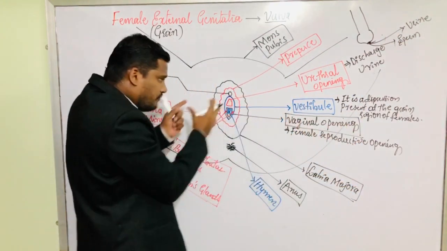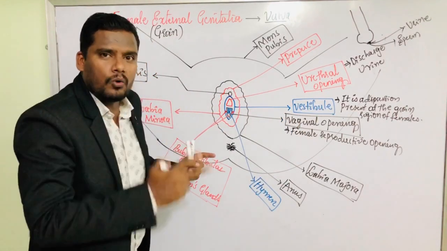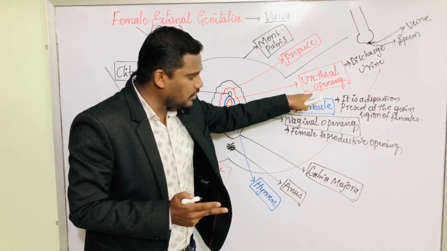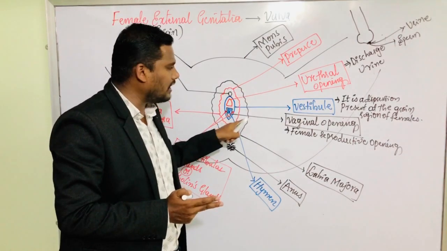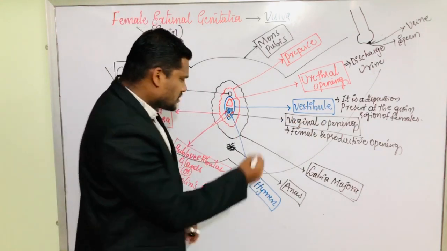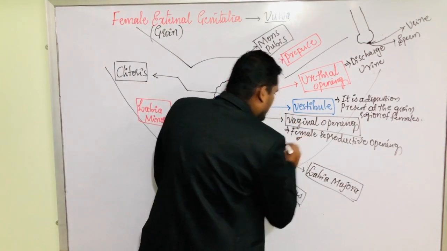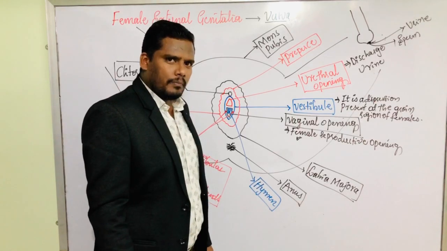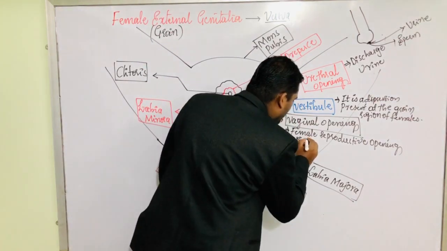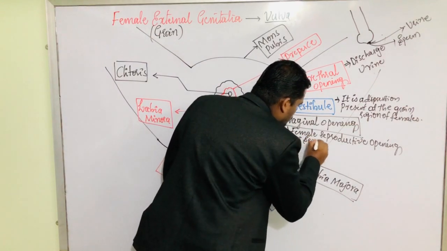But in case of females, we have two different openings. One is meant for urine discharge, called the urethral opening, and the other is meant for the reproductive process, called the vaginal opening. This vaginal opening's main function is to help in sexual intercourse.